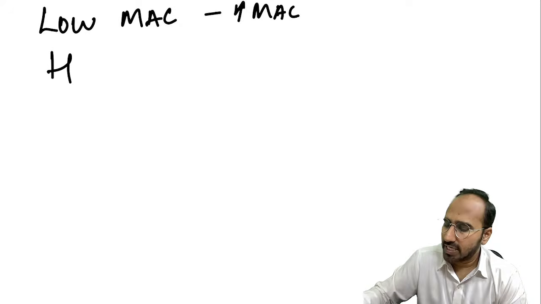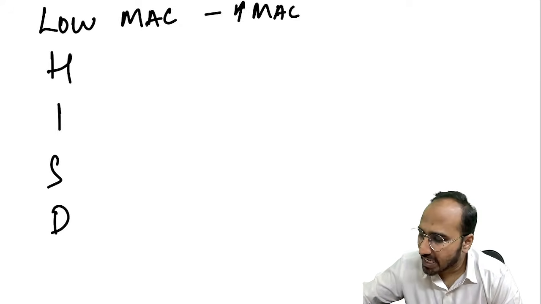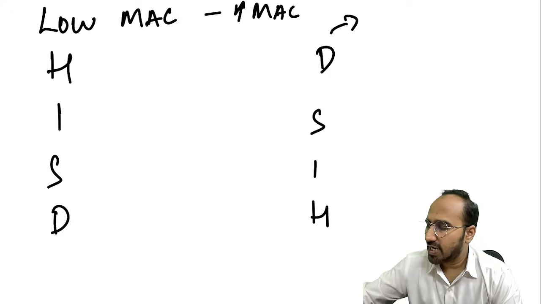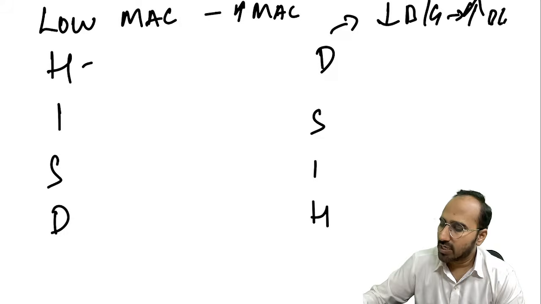Examples, remember HISD. If you write this in the opposite direction, DSIH, then it will be low blood gas to high blood gas. Low blood gas to high blood gas. Okay? Low MAC to high MAC.